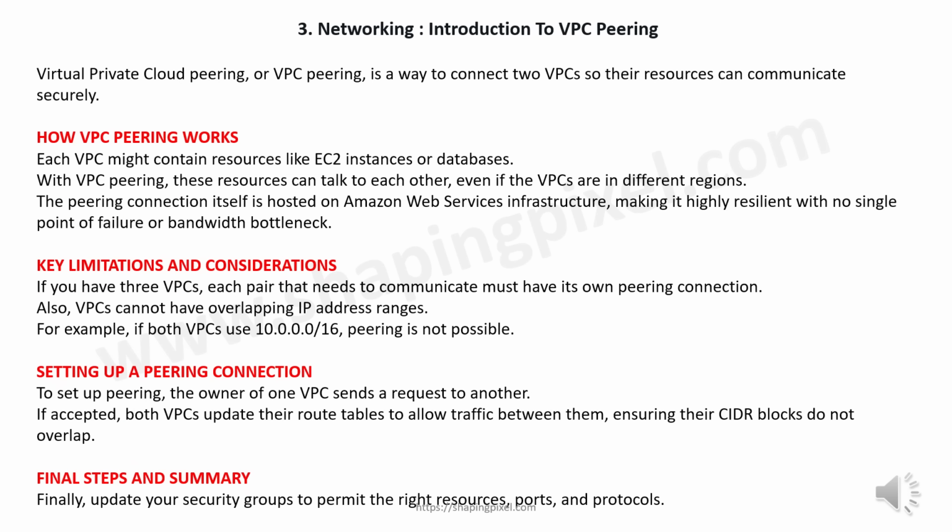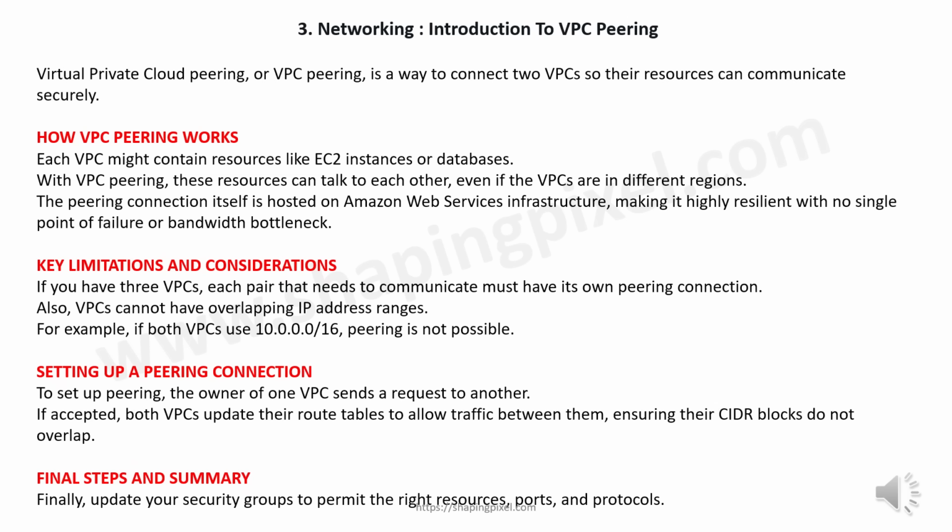Virtual Private Cloud Peering, or VPC peering, is a way to connect two VPCs so their resources can communicate securely. Unlike VPN connectivity or Direct Connect, which link your on-premises network to a VPC, VPC peering connects VPCs directly. Each VPC might contain resources like EC2 instances or databases. With VPC peering, these resources can talk to each other, even if the VPCs are in different regions.